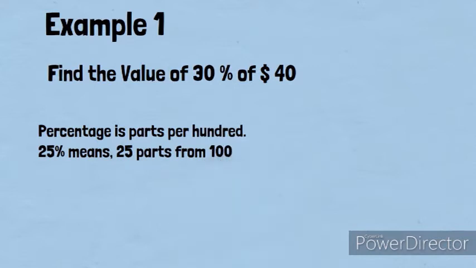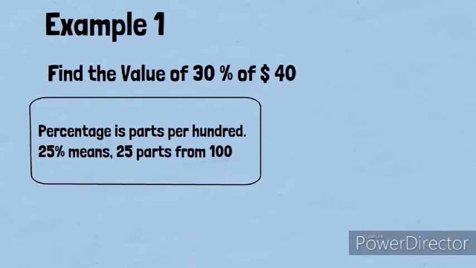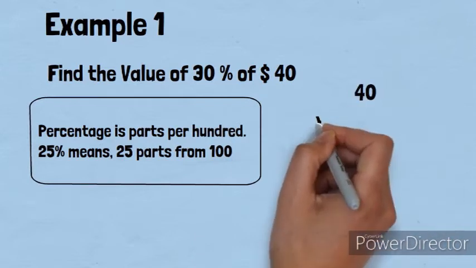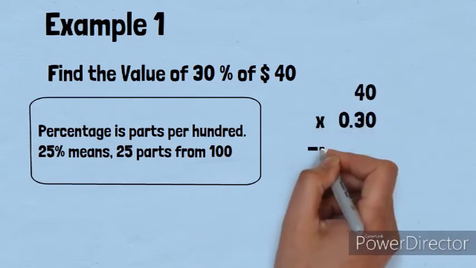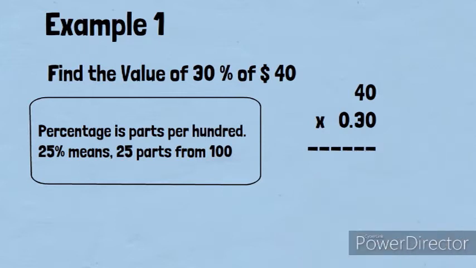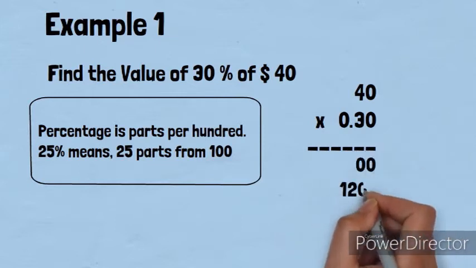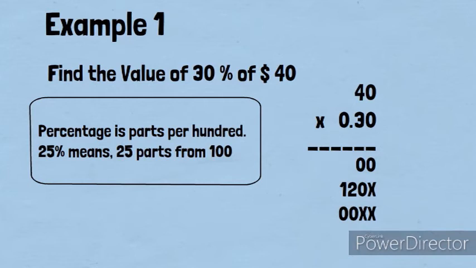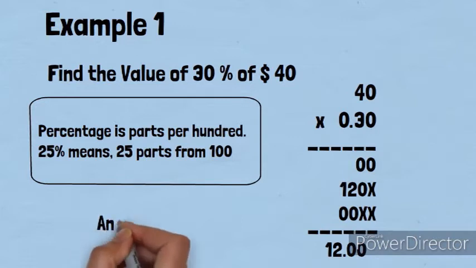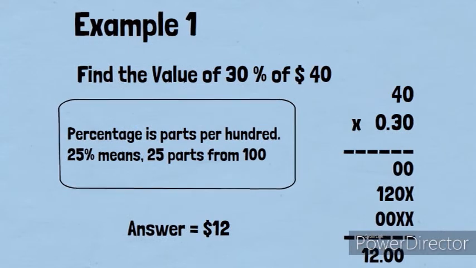To find the value of 30% of $40, we have to convert the 30% to decimal form and then multiply times 40. 30% in decimal form is 0.30, and 40 times 0.30 is 12.00. Make sure you put your decimal in the correct place. So 30% of $40 is $12.